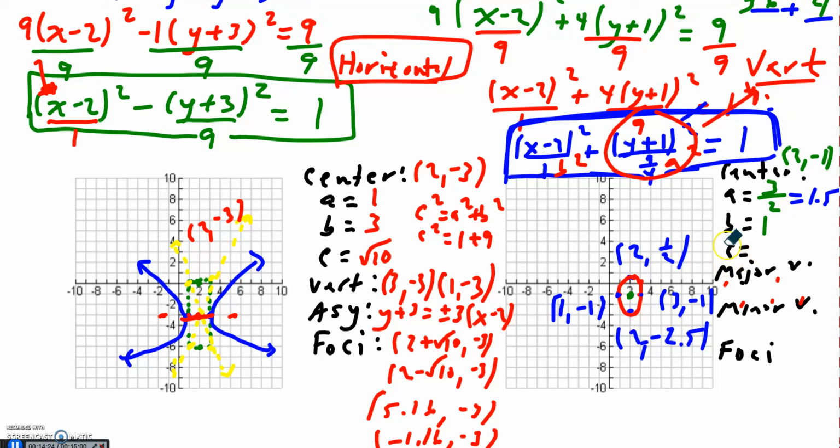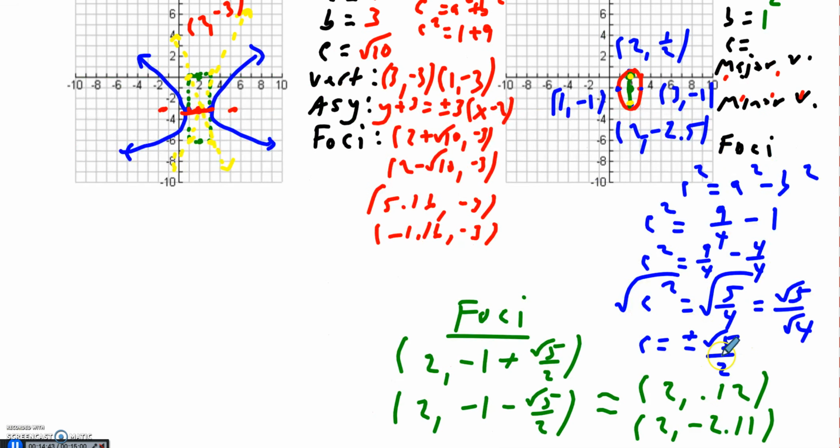If I would like to find my c value, I have to use this Pythagorean relationship. C squared equals a squared minus b squared, because in the equation we have a plus here. So this is the point that I'd like you to pause and find the c on your own and try to find the foci. I'll be back with my answers in a bit.